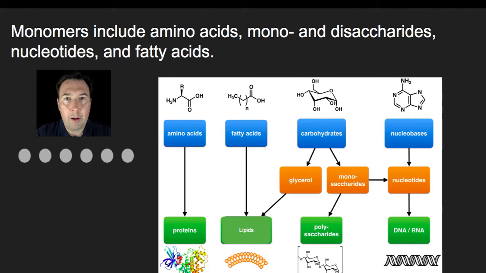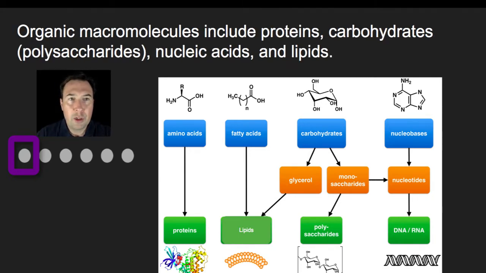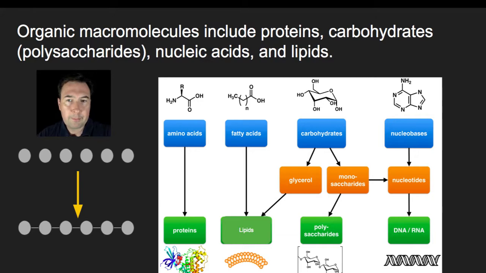Now, when I talk about amino acids, monosaccharides, nucleotides, and fatty acids, these are all things that are called monomers. And so monomers would be individual building blocks that could come together. If I bind these together and make a covalent bond between the different monomers, I could produce a polysaccharide or a polypeptide or a polynucleotide, which we'd probably just call a nucleic acid. Those would all be types of polymers.